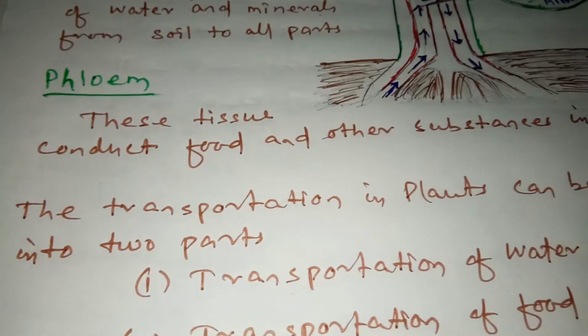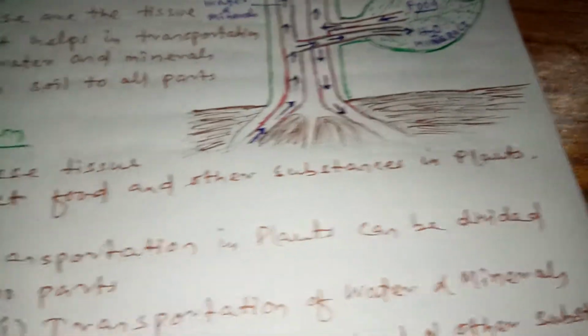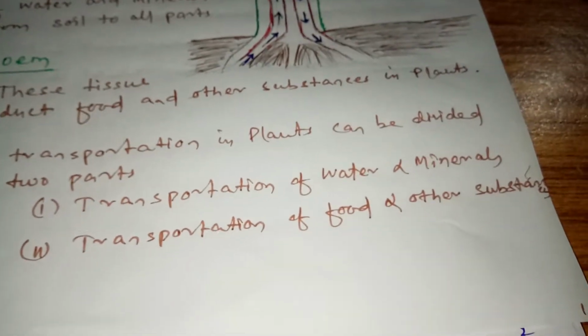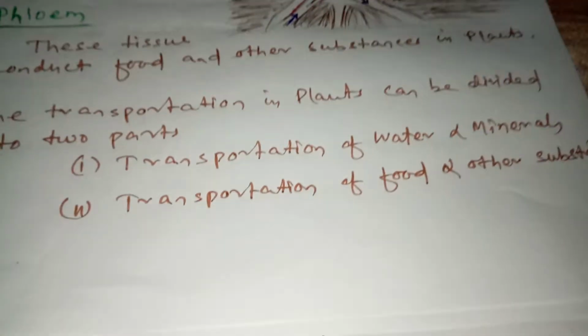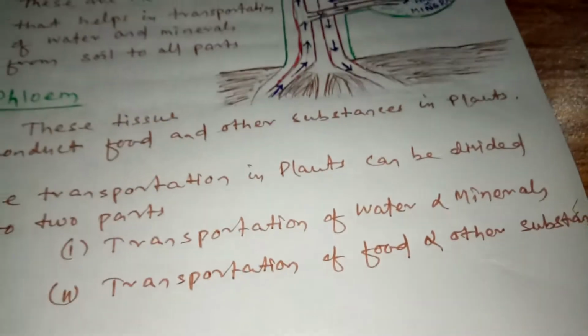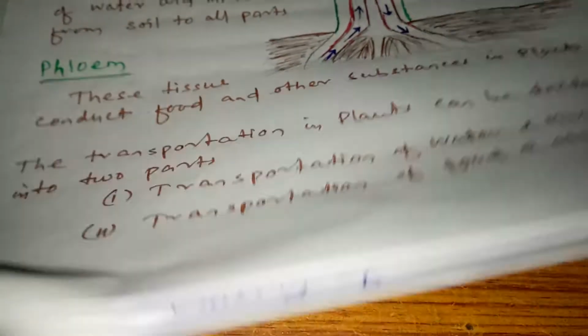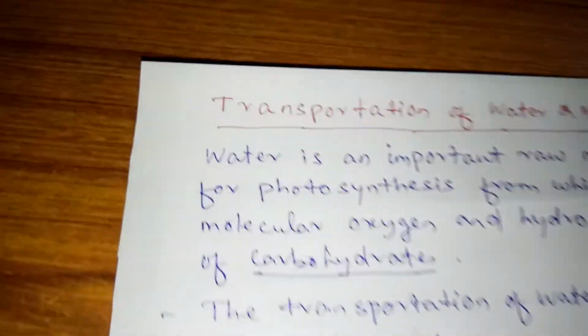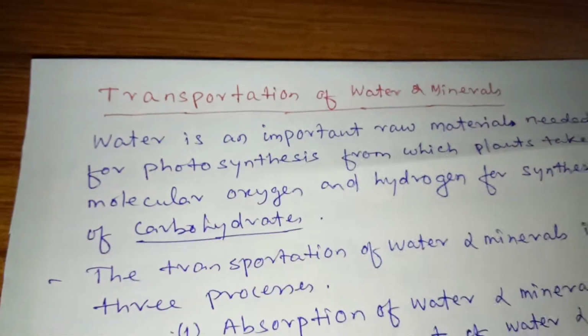Students, the transportation in plants can be divided into two parts. In the first part, the transportation of water and minerals. In the second, transportation of food and other substances. Now we will see how water is transported. Students, look at the transportation of water and minerals.